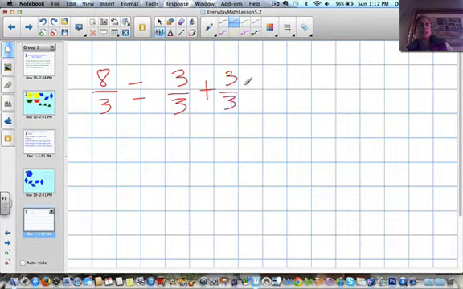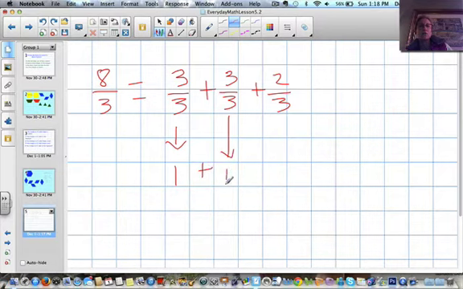plus 3/3. So that gives me 2 whole. And then I've got 2 more left. So I can think of it this way. I've got 3/3 plus 3/3 plus 2/3. So if I want to write this as a mixed number, I could just take this and realize that's 1 whole. And then I've got another whole. And then I've got this fraction left over. So that's going to remain a fraction.